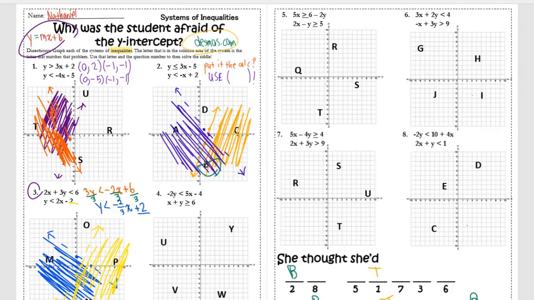And we see that n lies in the intersection of our shaded regions. So n is our answer for number 3. Okay, try number 4 on your own.